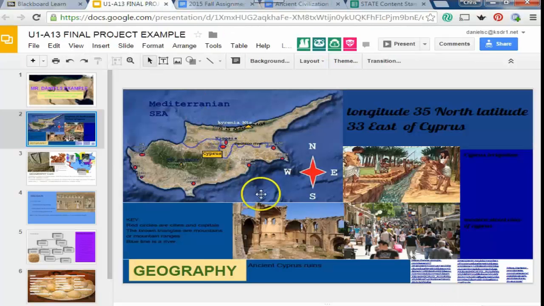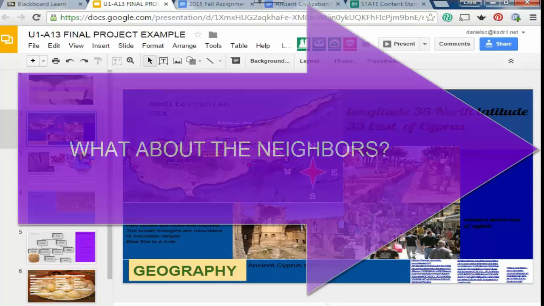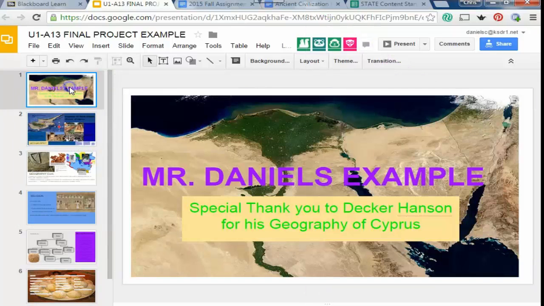Remember, obviously this is saltwater. Cyprus is an island, so saltwater doesn't water crops, but this river right here that is labeled, as it was required in the assignment for U1-A13, this is what gives us our water. Who are the neighbors? Well, if you go back to the title slide, Egypt is their neighbor.